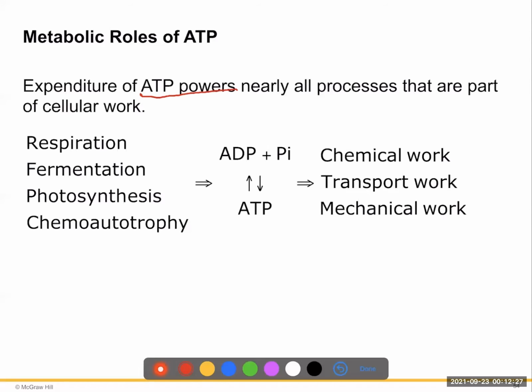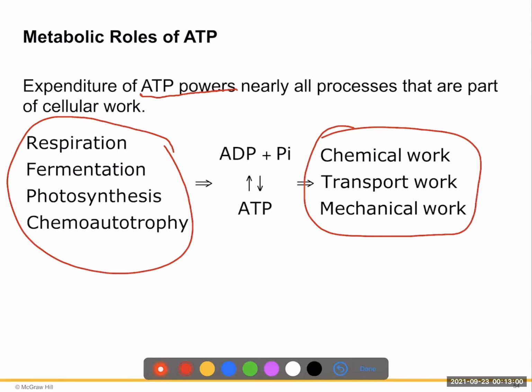So expenditure of ATP powers our processes as part of cellular work. We use ATP to contract our muscles. Okay, there's 2 things required in the body to contract a muscle. Remember, the heart's a muscle. Okay, that has to keep working. We need calcium and you need ATP. Those 2 things are required to contract muscles in the heart, in the body. Respiration, fermentation, photosynthesis, chemosynthesis, these all create ATP. What uses up ATP is chemical work, transport work to move something, or mechanical work. Those use ATP.